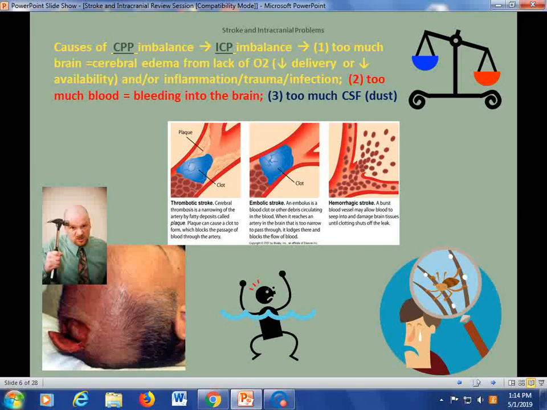Cerebrospinal fluid can be increased for various and sundry pathologic reasons, and this is really mentioned in the pediatrics course, and we don't address it in the critical care course.